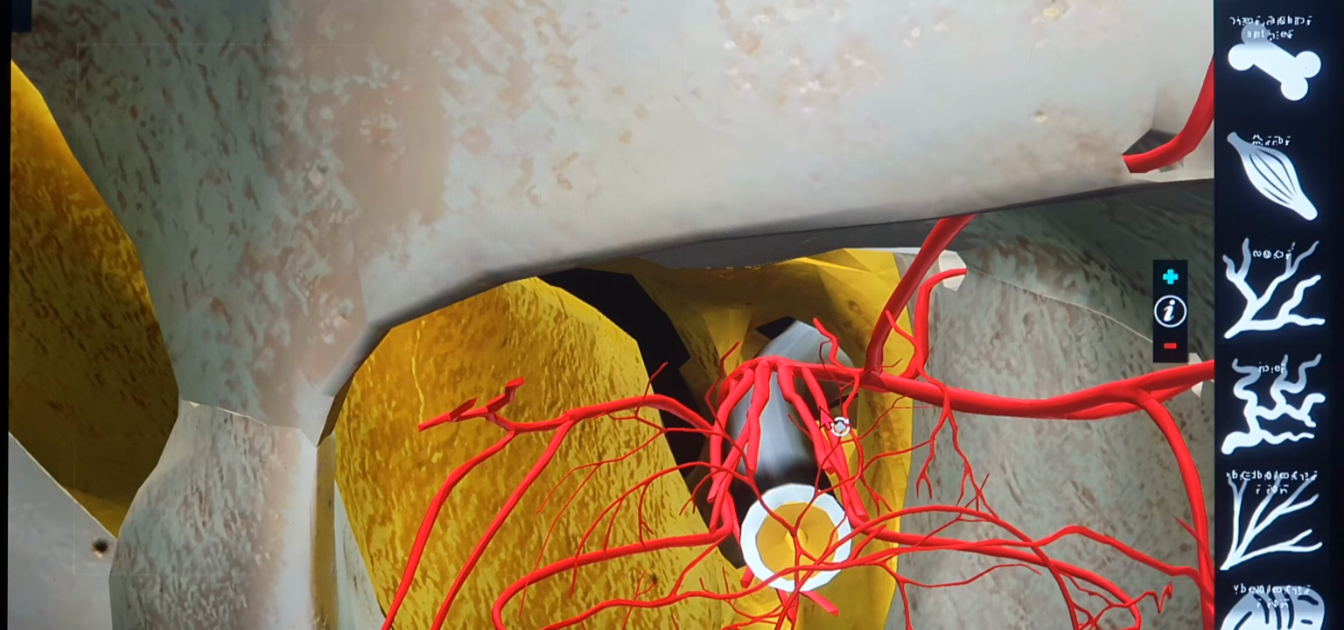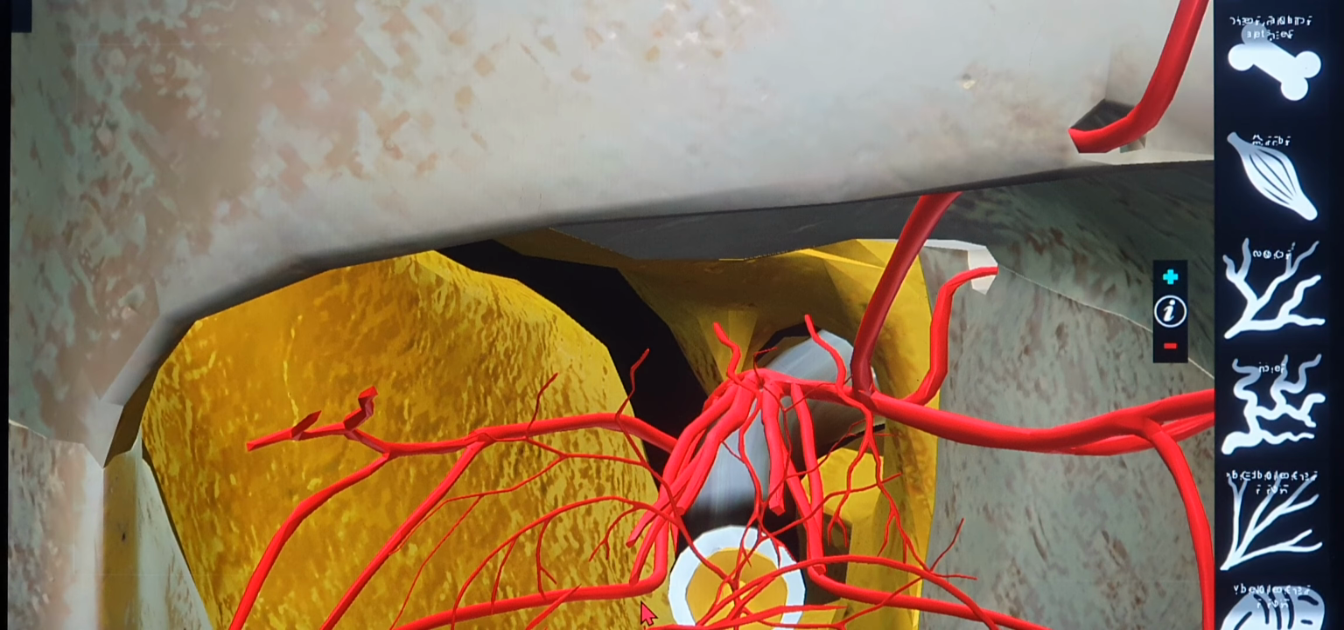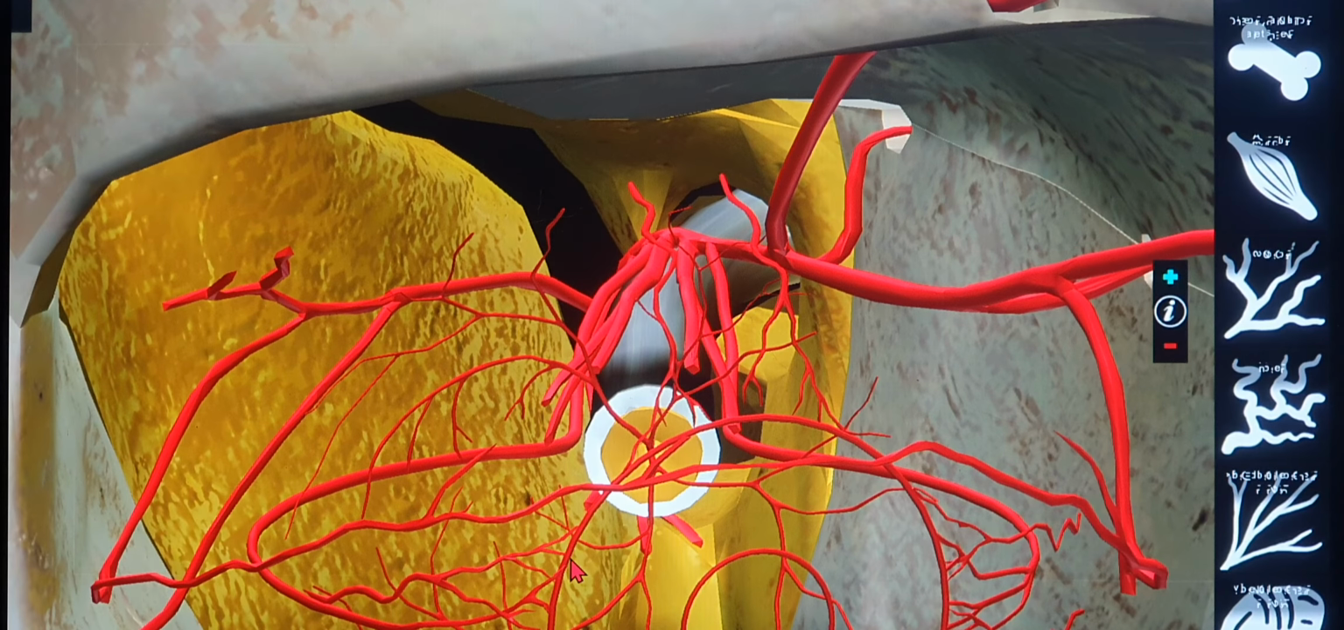As you can see over here, it's going from lateral to medial, and then it gives off the first branch, that is the posterior ethmoidal artery. What I mean by the first branch is the first branch on the medial aspect. That is the posterior ethmoidal artery, as you can see on the label right there. If I zoom in further, it will be much easier for you.